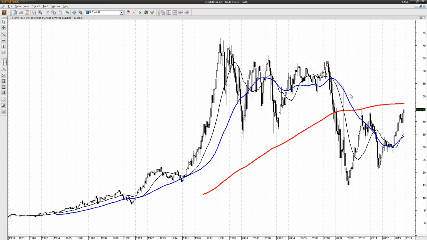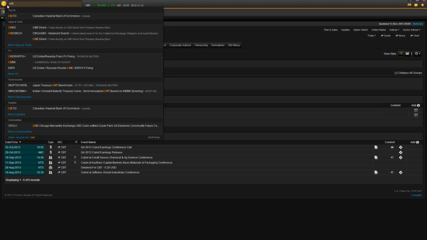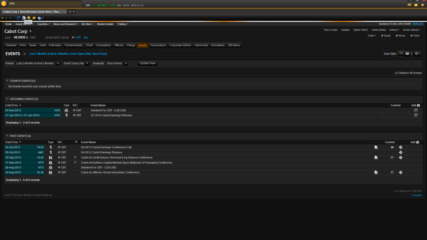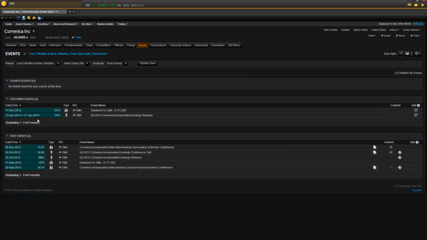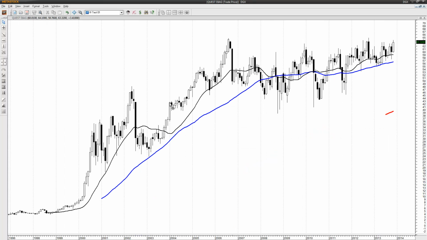Next chart. Comerica CMA. We got a high peak here for 45.84. That's the level I use for a short sell limit order. CMA. Earnings? No earnings.